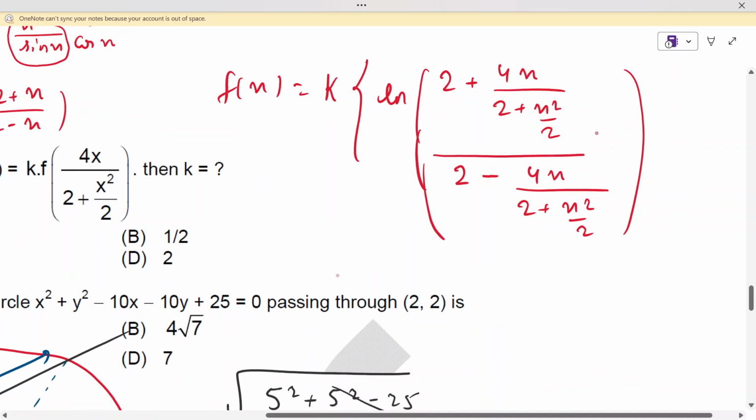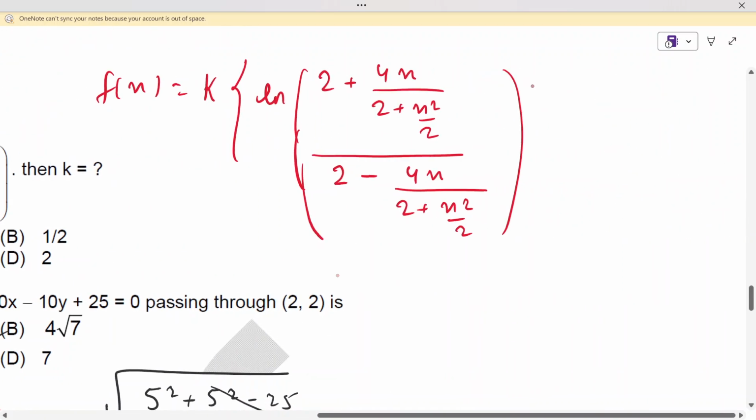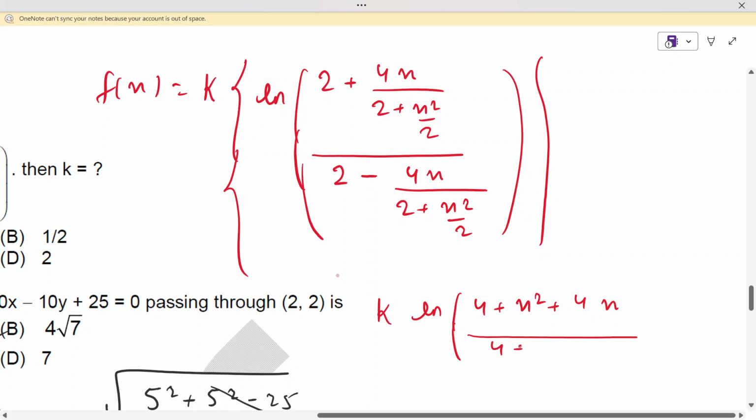Now I will write f(x) as simply ln 2 plus x by 2 minus x. Nice. So it is k times ln of 4 plus x square plus 4x upon, take the LCM, right? 4 plus x square plus... and now it is 4 plus x square minus 4x. Clear? And this numerator will cancel, isn't it? This value.